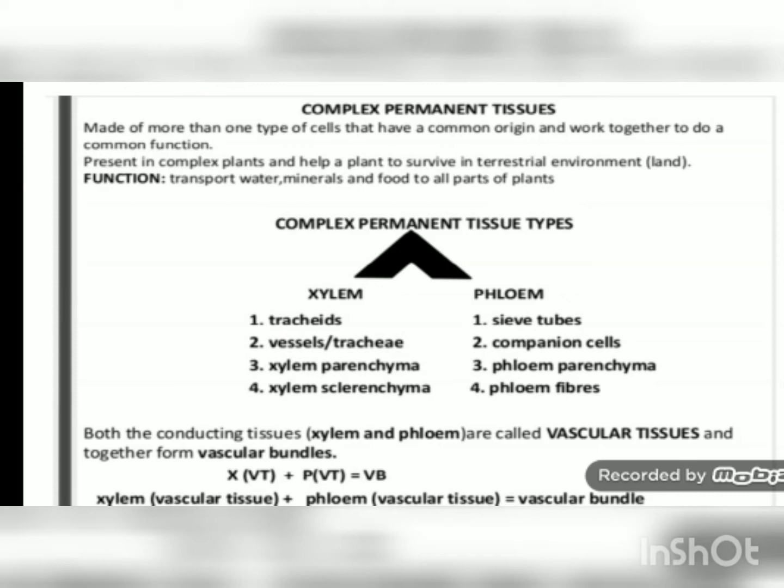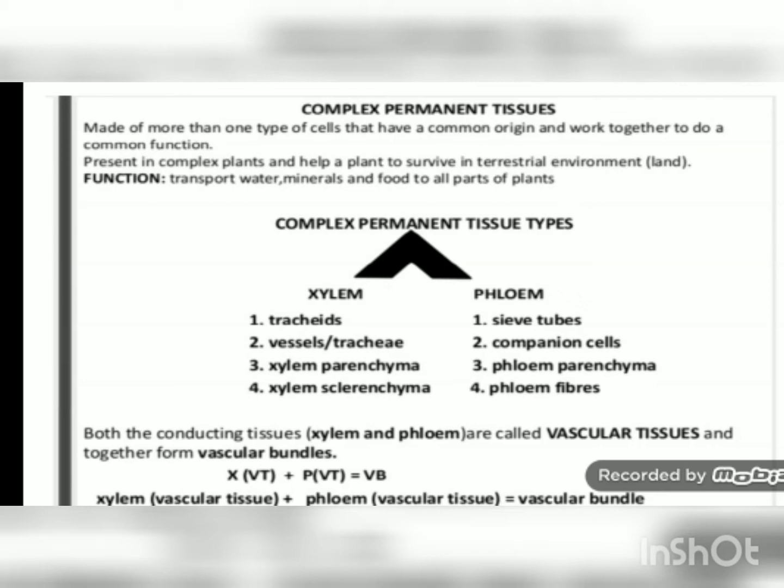And phloem is made up of sieve tubes, companion cells, phloem parenchyma and phloem fiber. In phloem, sieve cells are also present. Both xylem and phloem are responsible for transportation. Xylem transports water from the roots to the upper part of the plant, and the movement of water and minerals in xylem is against the gravitational force.